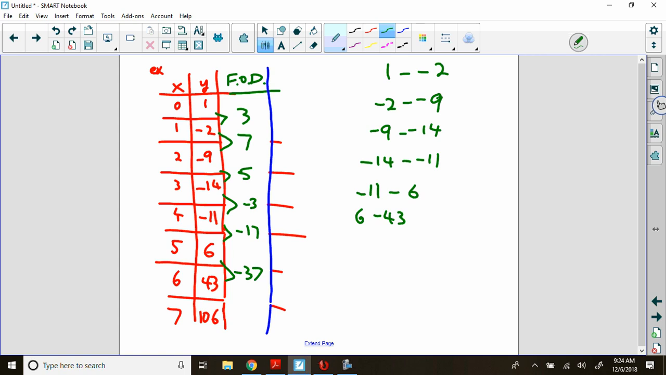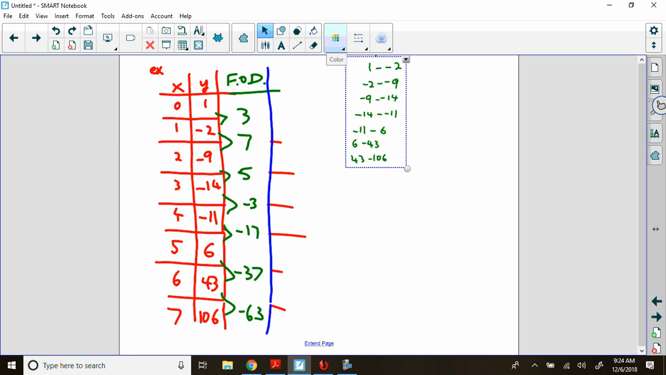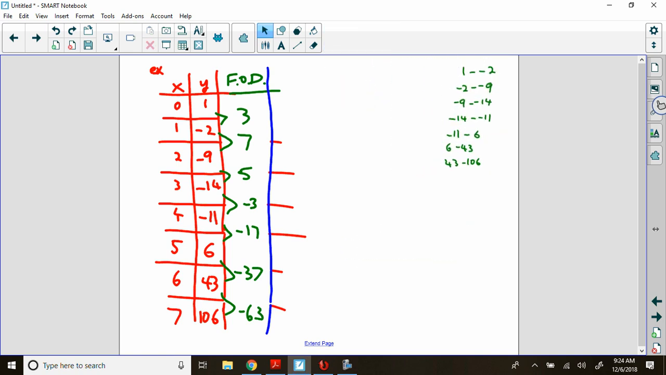Negative 37. And then lastly, but not leastly, 43 minus 106. That's 57 and another 6. Is that 63? Yeah, it's 63 and it's negative, right? Okay. So that's what happened when I found my first order differences. And I see that they're not the same, so the function's not linear. So let me try finding my second order differences.